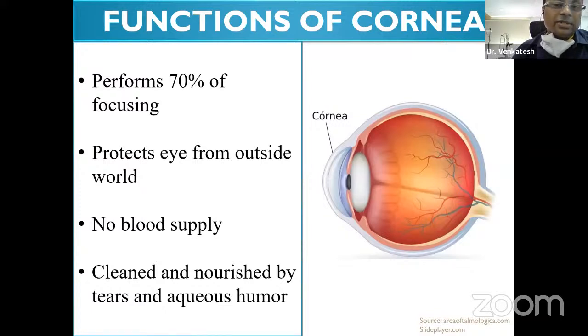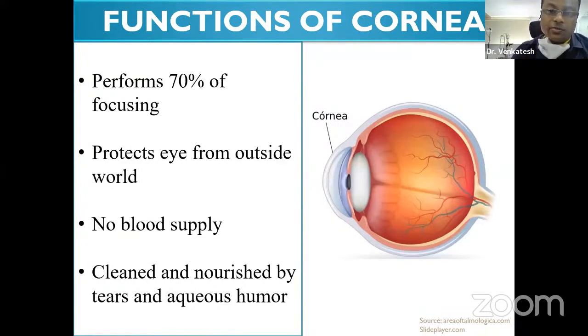The other function of the cornea is that it protects from external damage. And this is one tissue in the eye which doesn't have blood vessels. That means there's no blood supply to the front surface of the cornea. Why is this important? We need blood supply because it basically provides oxygen and nutrition for any tissue. But the cornea doesn't have blood supply. So how does it get nutrition?